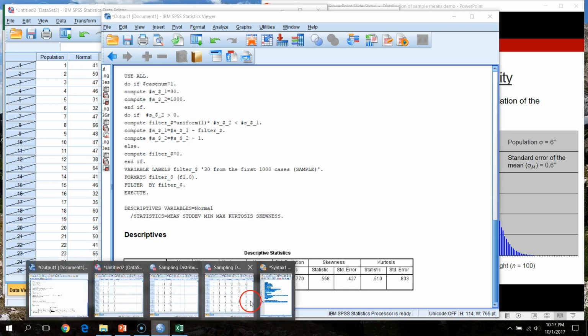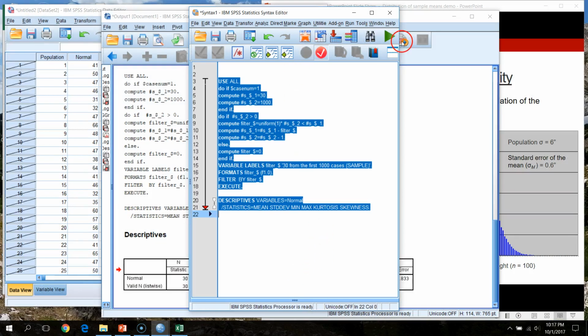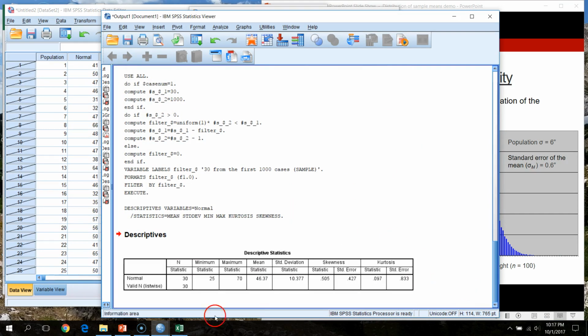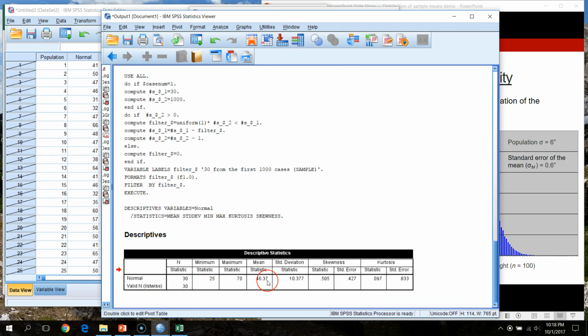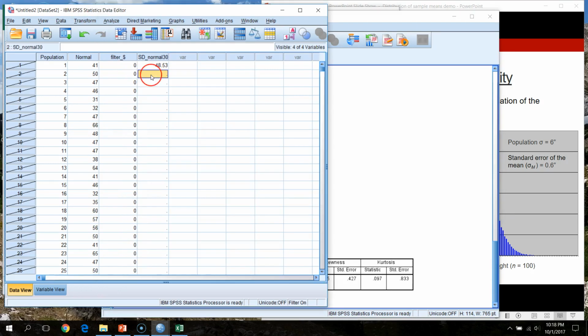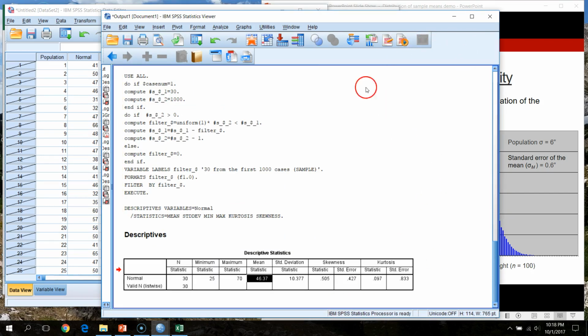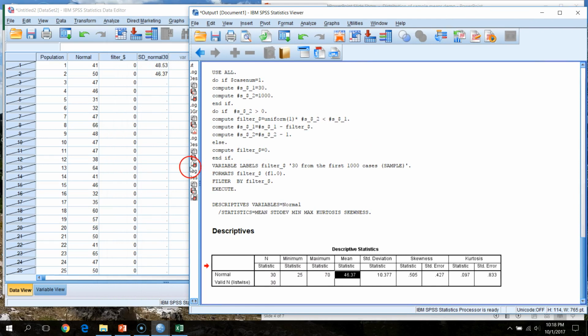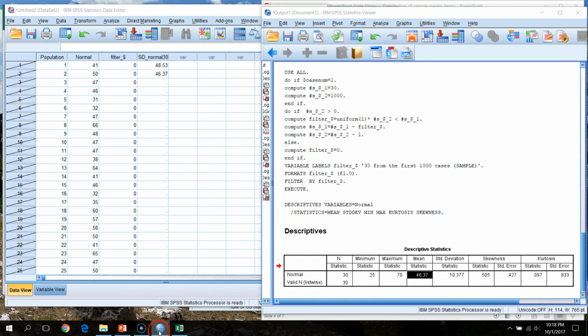But what I can do, because I have this as a syntax file, is I can just run this again. And what SPSS is going to do now is generate a new sample of 30, and we see this time we got a mean of 46.3, so that's a little bit lower. I'm going to drop that in right here.